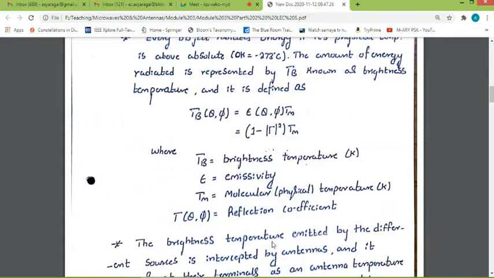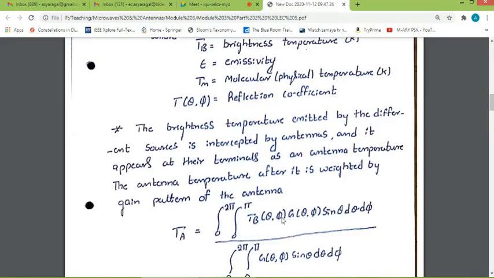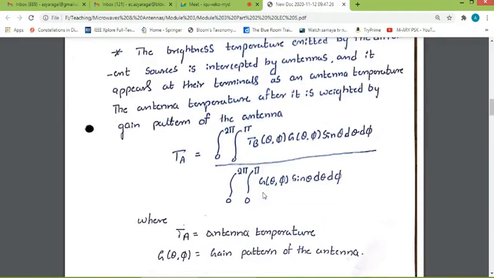Usually this brightness temperature emitted by the different sources is intercepted by the antennas, and it appears at their terminals as an antenna temperature. Now this antenna temperature, after it is weighted by the gain pattern of the antenna, is given by T equals the integral from 0 to 2 pi and 0 to pi of the brightness temperature times the gain, d-omega. What is d-omega here?